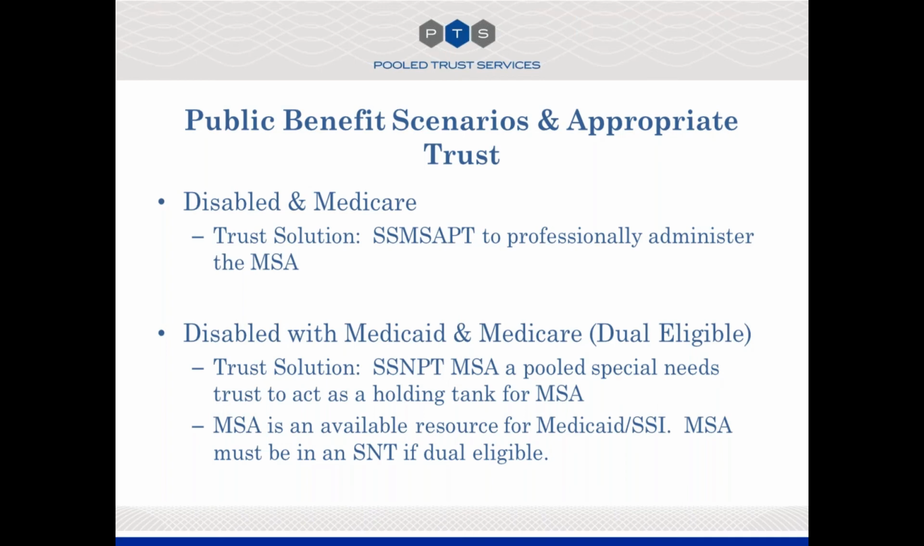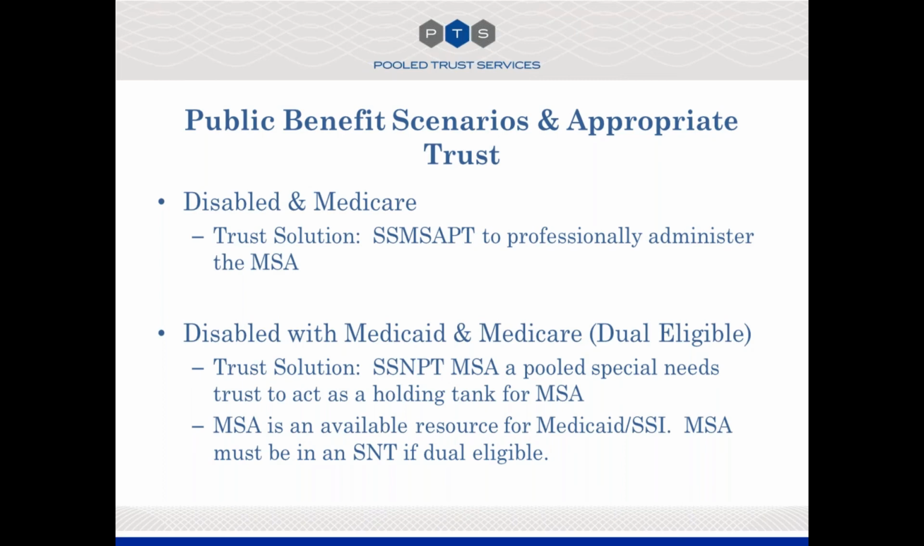Now, if you have a client who's disabled and they're dual eligible, meaning they have Medicare and Medicaid, then it makes a lot more sense to have the special needs trust combined with the MSA pooled trust. And basically what this means is that they have a special needs trust, so they get all the protection for their needs-based public benefits, but their MSA is structured within it.